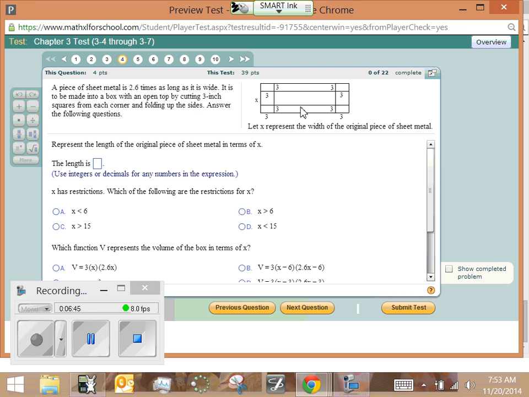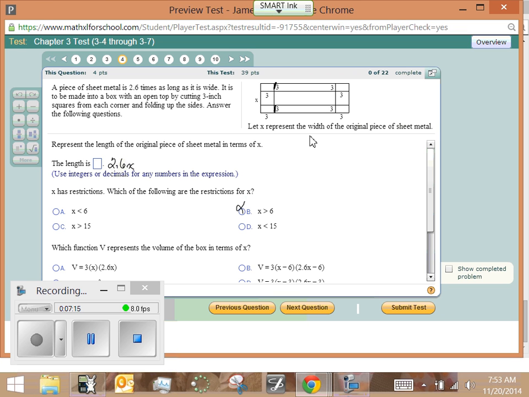This question, we're finding the length in regards to the width. So the length here is going to be 2.6x. They ask us which of the following are restrictions for x. Well, x has to be positive, greater than 0, but it also has to be bigger than 6, because if I'm cutting a distance of 3 and 3 away from the sides, then the starting distance of x has to be bigger than 6. So x is greater than 6.